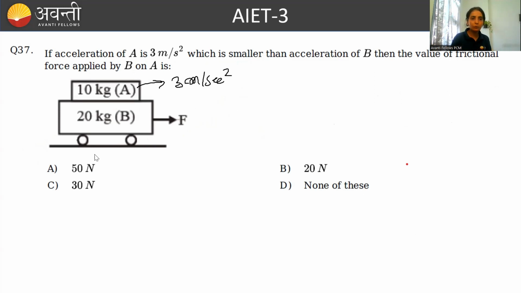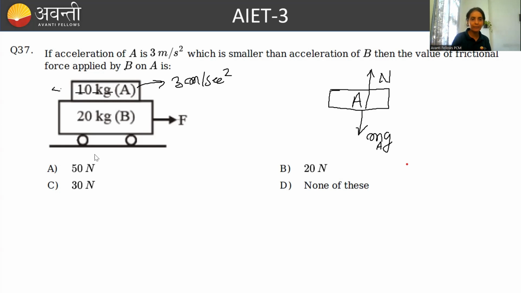Then what will be the value of the friction force applied by B on A? You just see here, what will be the answer? The answer is very clear, right? If you go on to write the FBD of A, on A there is the downward gravitational force and the upward normal force because it is resting on the surface of B. So normal. And in the horizontal direction, what is the force acting?